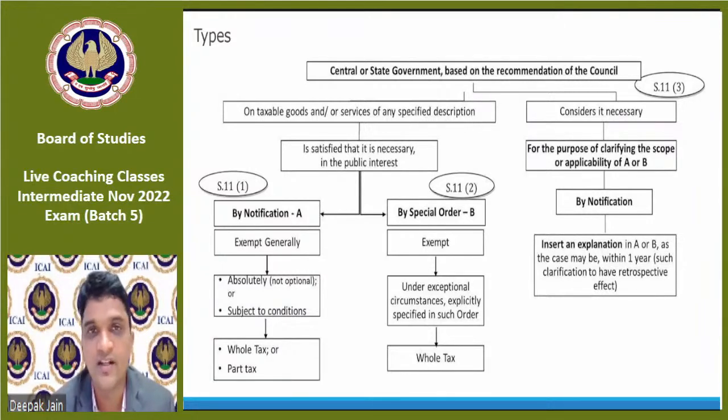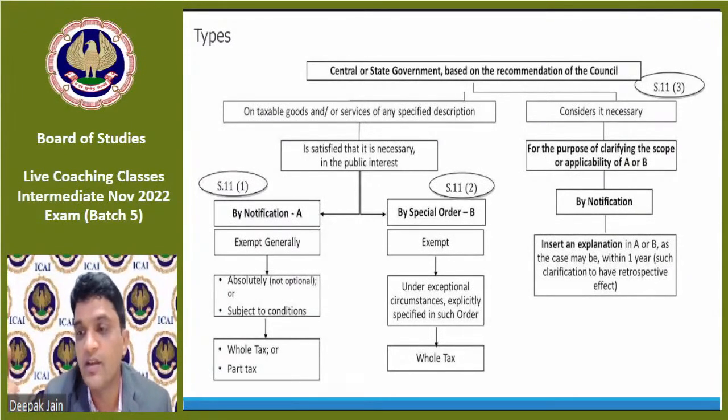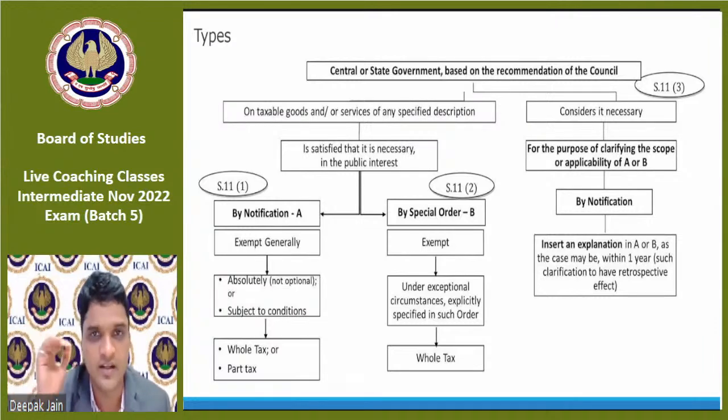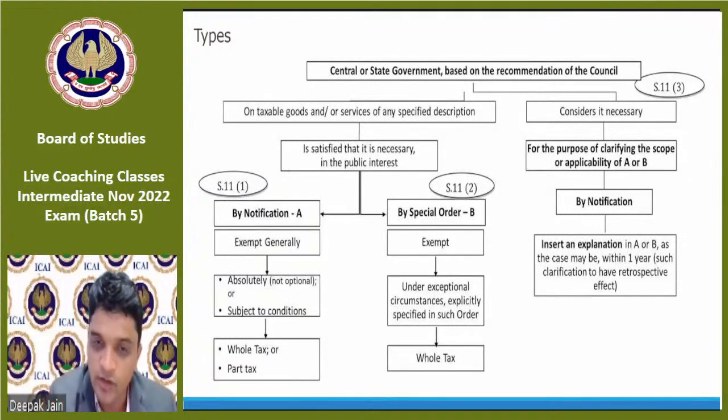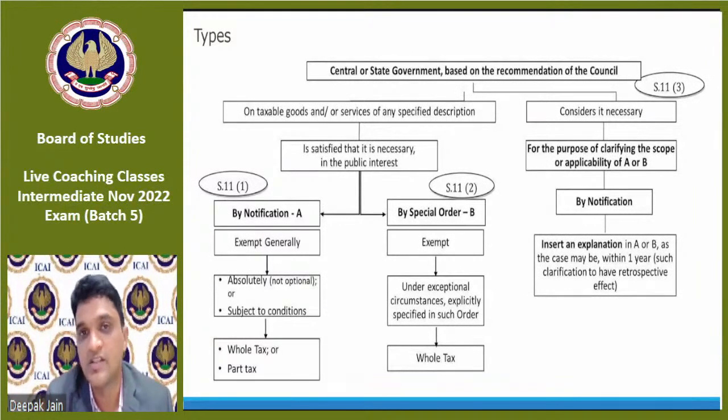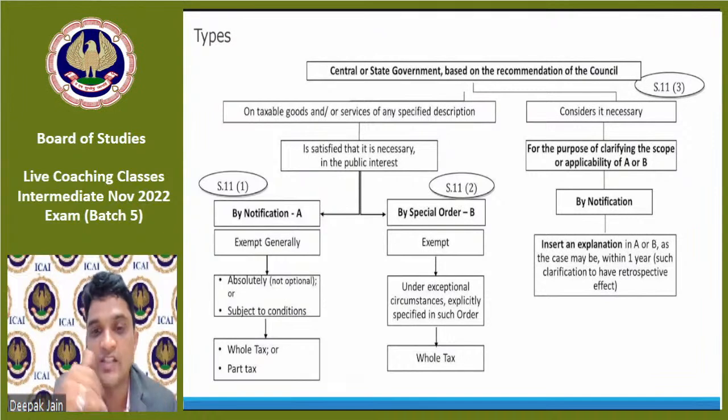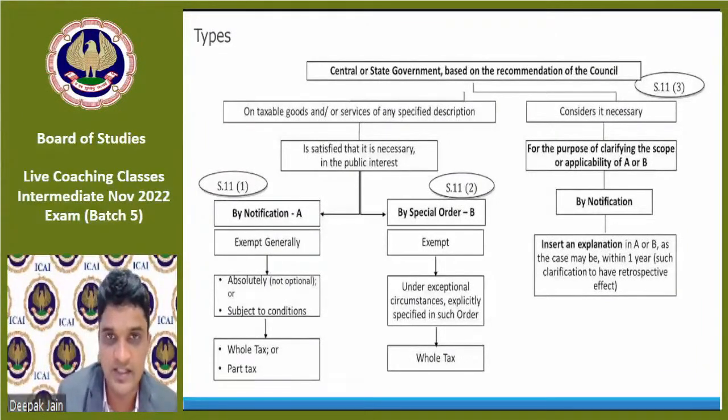But generally when we see a rate, you should know that there are generally 5 rates: 5%, 12%, 18%, 28%, and 3%. These are the general rates which are there for GST. When I say 5%, it is 2.5% CGST and 2.5% SGST. When I say 18%, 9% is CGST and 9% is SGST.